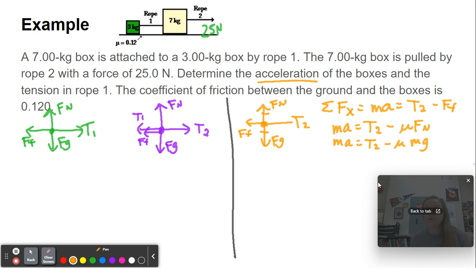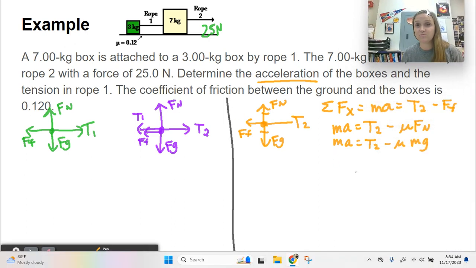So if I want to solve for the acceleration of my system, I'm going to move my face a little bit. I'm going to block some words, sorry.